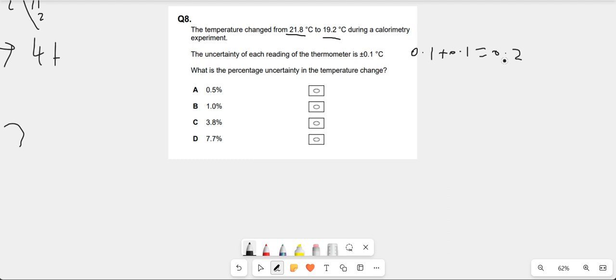And then the delta t is just that minus that. That should be pretty easy to do. 21.8 minus 19.2 gives you 2.6. And so if that gives you 2.6, you need to find the total thing. So that's just 0.2 divided by 2.6. Absolute uncertainty divided by the total thing you measured, times 100, which would give you 7.7. Yeah, easy.